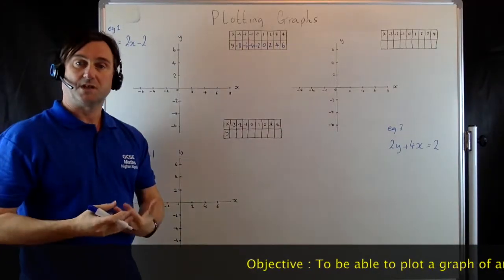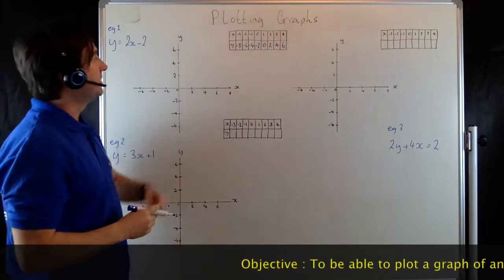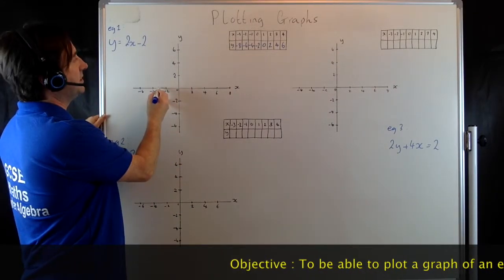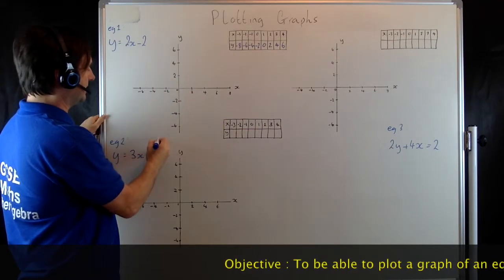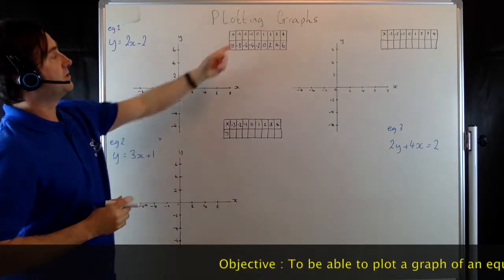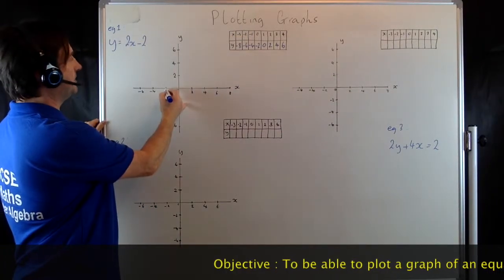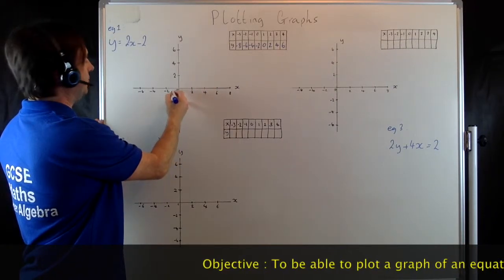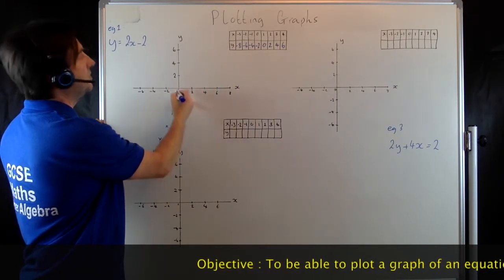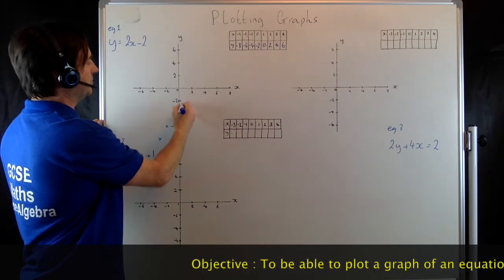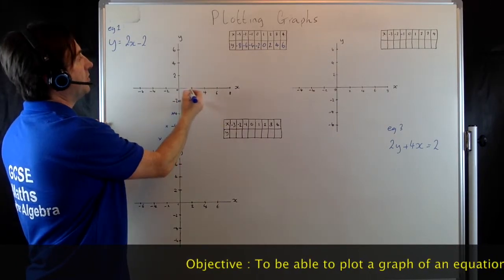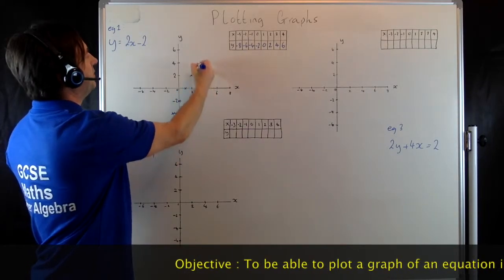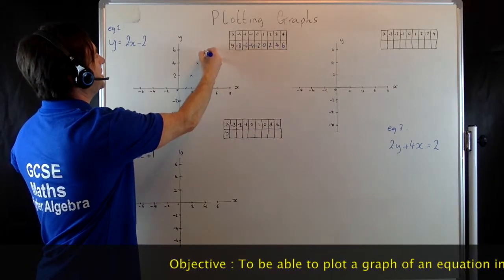Once I've got my coordinates, I can now go about plotting my graph. I can plot the x and the y coordinates. So when x is -3, y is -8. So that's down here off my graph. The second one is -2. When x is -2, y is -6. And then we've got -1, -4, 0 is -2, that's where it cuts the y-axis. Then we've got 1, 0, 2, 2, 3, 4, and 4, 6.